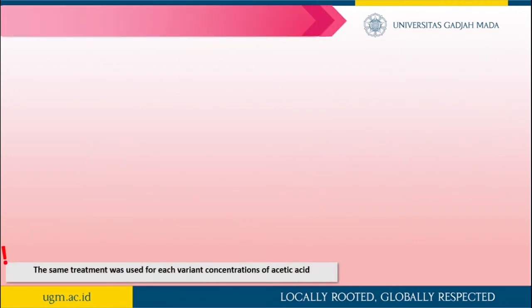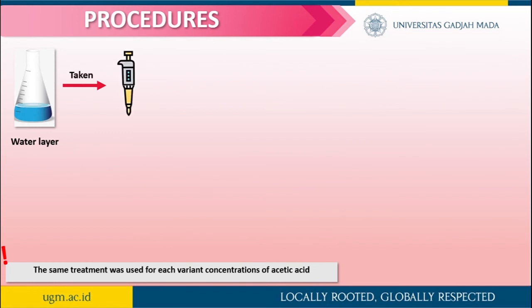This slide still explains the second part, which is the further steps. After you get the water layer from the previous step, take 10 milliliters of it and pour it into an Erlenmeyer flask to do the titration. Add 2 drops of PP indicator and titrate with 0.5 molar sodium hydroxide until the color of the solution changes to light pink. The titration process was repeated 2 times, and note the volume of the titration as VB.